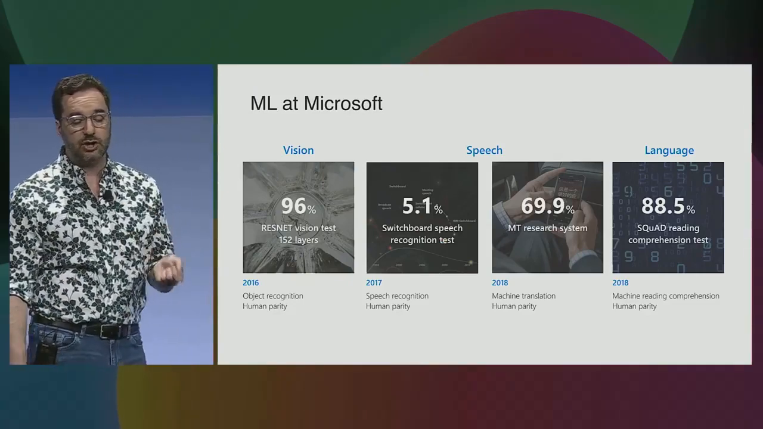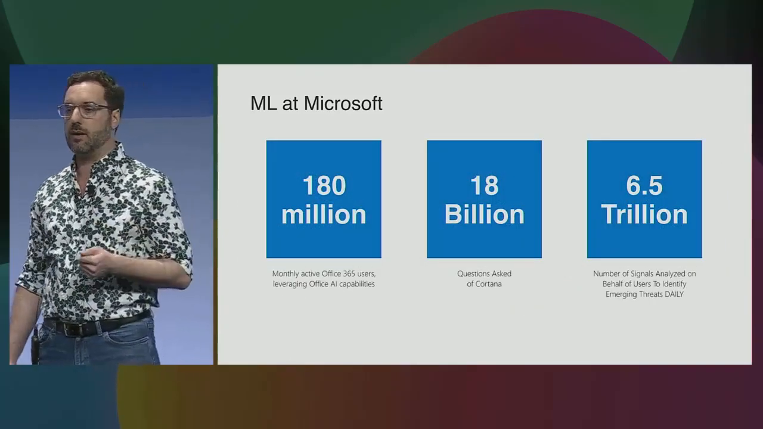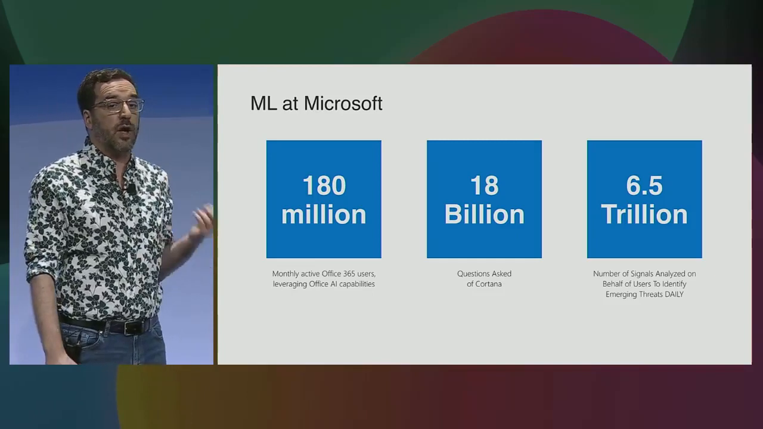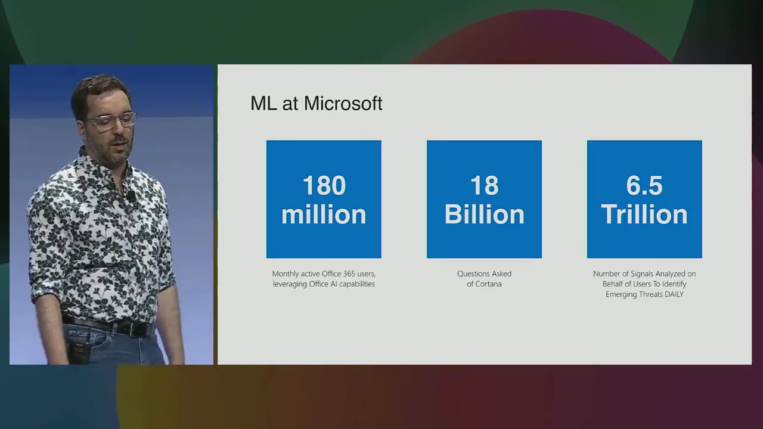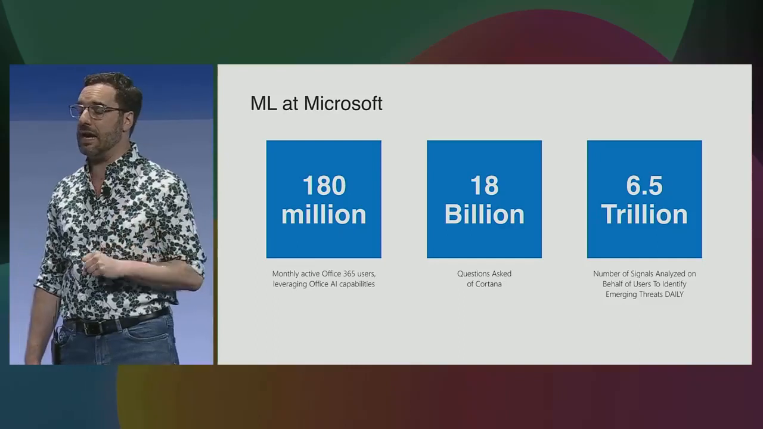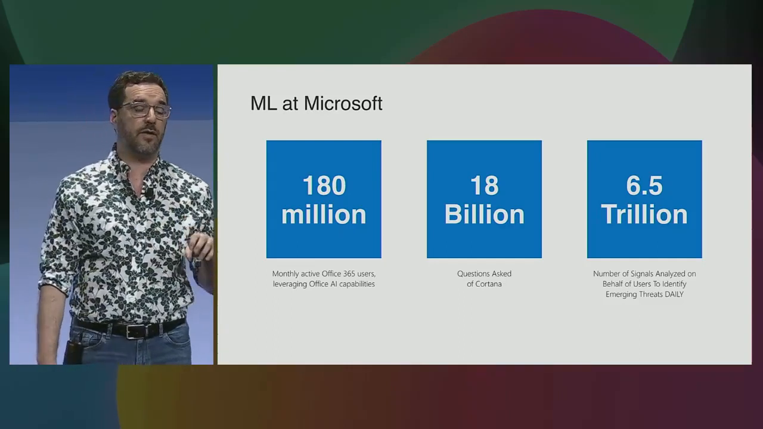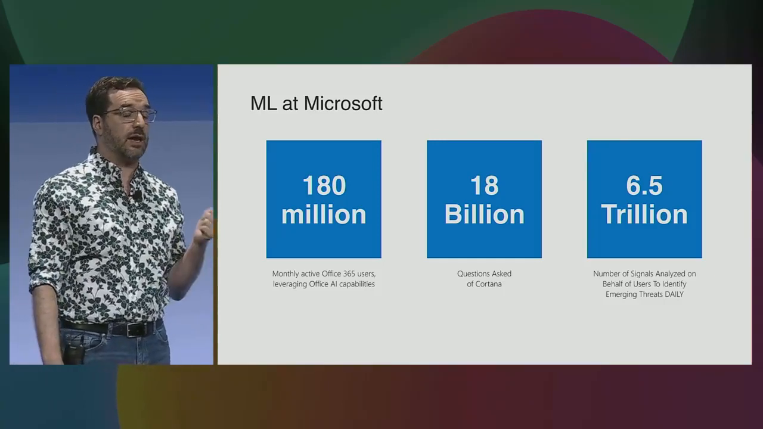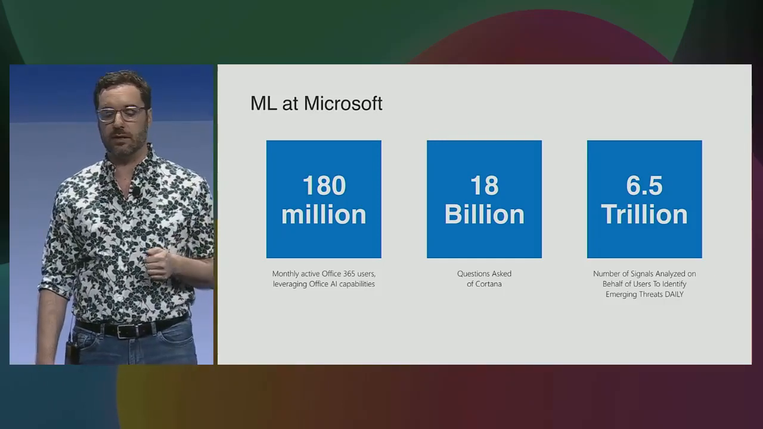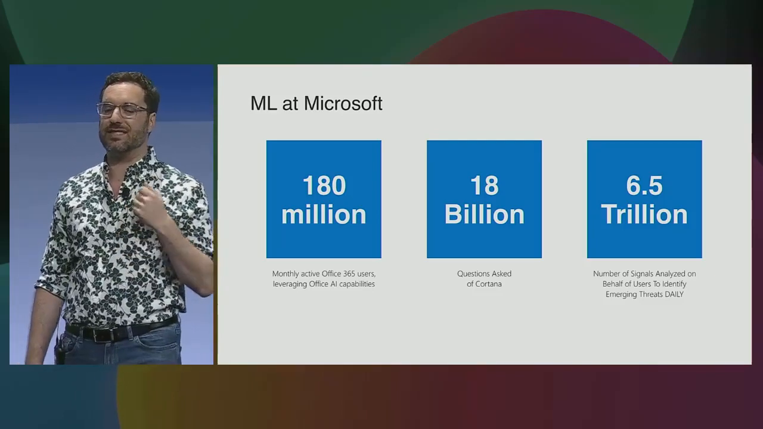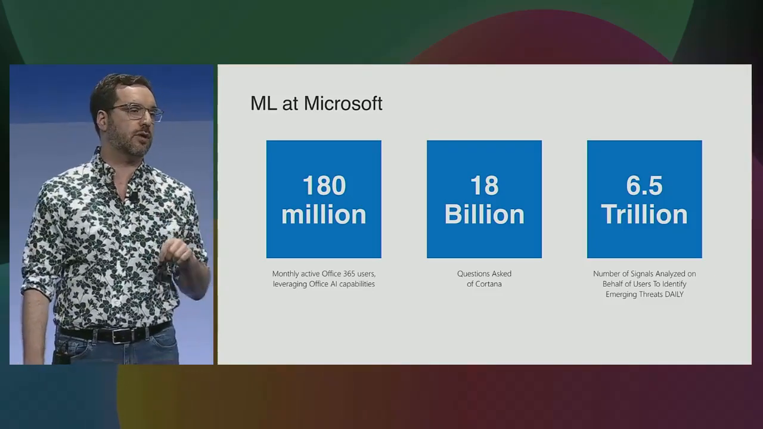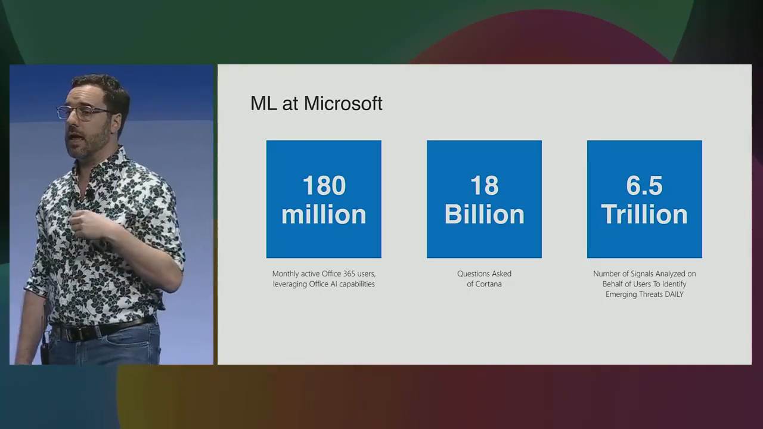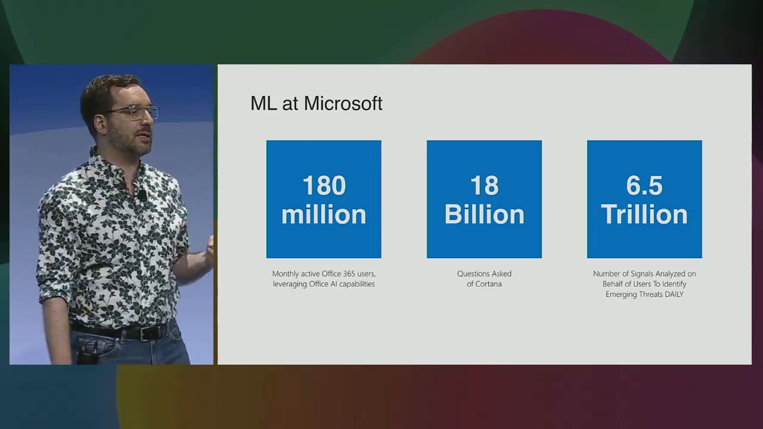But like I said, it's not just about open source or not just about machine learning giving back. We also use this internally. You can see here over 180 million users use Office AI features today. On Cortana, we get 18 billion queries, and we analyze over 6.5 trillion security events every day on behalf of our users. And the reality is that ML at Microsoft is what makes this possible.